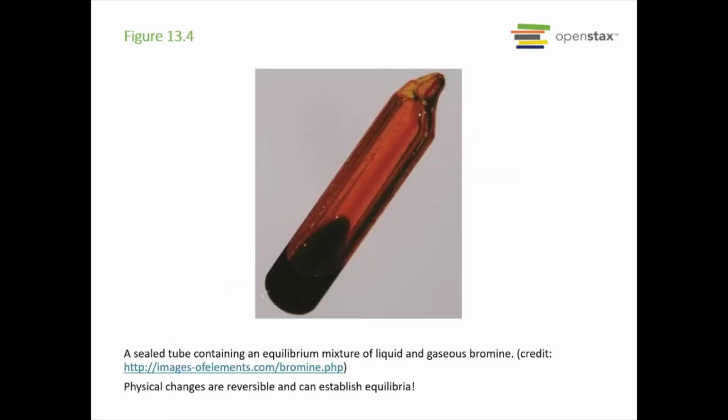Physical changes can also be reversible and can establish equilibria. For instance, this is bromine, and it's an equilibrium between its liquid and gaseous state. So you see the gas up here at the top of this ampule and the liquid here. It's constantly going between the liquid and the gas phase. Just to show you guys that it doesn't have to be a chemical process to be in equilibrium.